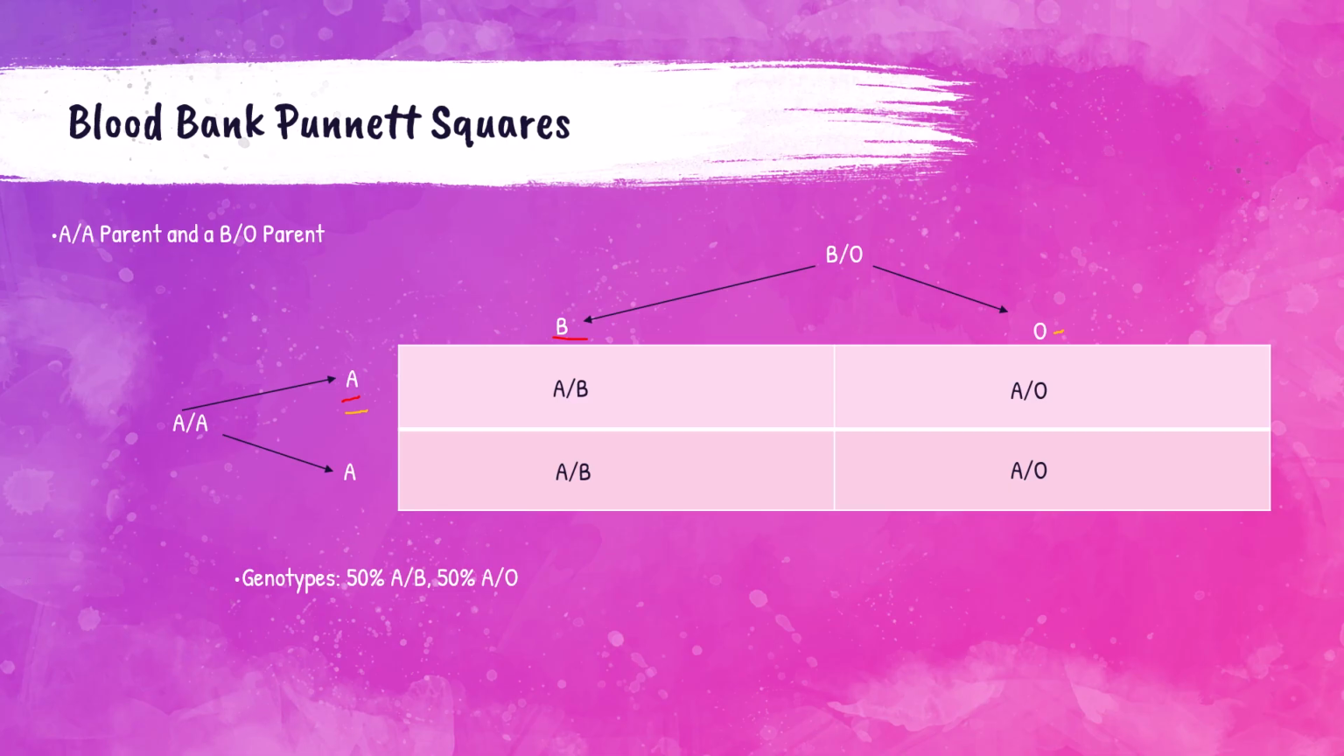Okay, now, phenotypically, how are these going to express? So the A/B, they have both genes, right? A and B. So 50% are going to be group AB. And the other 50% are A/O. So how does that present? Is there a group AO? No, there isn't. There's group A, group B, group AB, and group O, right? So it's going to be 50% group A and 50% group AB.